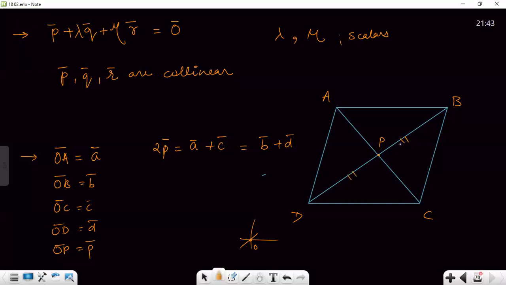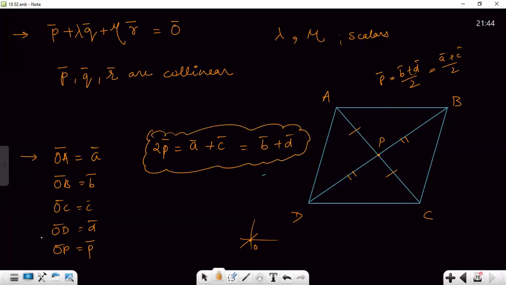Basically, point P is the midpoint of BD. So P vector is equal to B vector plus D vector by 2, because it's the midpoint. And it's the midpoint of A and C as well. So A vector plus C vector divided by 2 as well. So this is how we can write. Any doubts? This is a previous year question, literally. No, sir, no doubts.